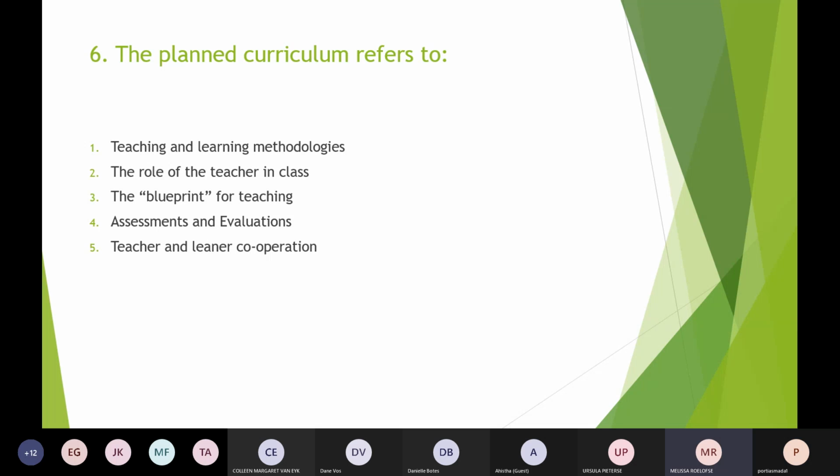Isn't that perhaps what Colleen was referring to earlier, as all the different ways in which you try and get the message across, the different methodologies that you use in conveying the syllabus? Yes, yes, correct. So what do you think? What is the correct answer now? Number 3. Number 3. Yeah, thank you.